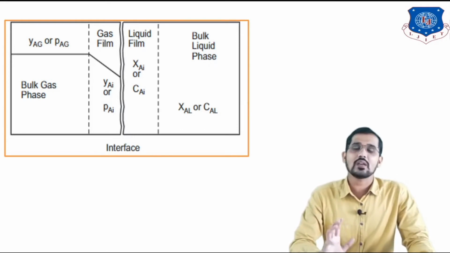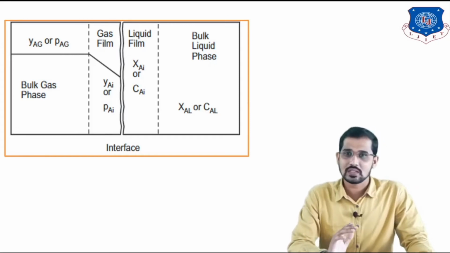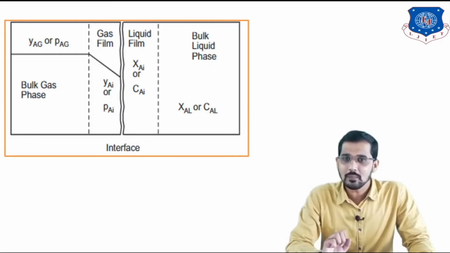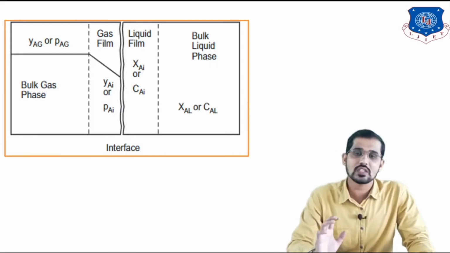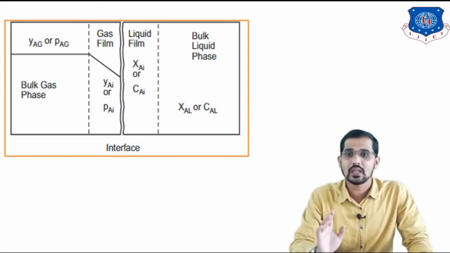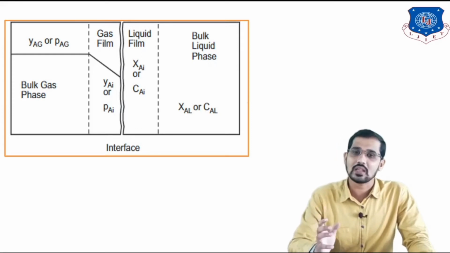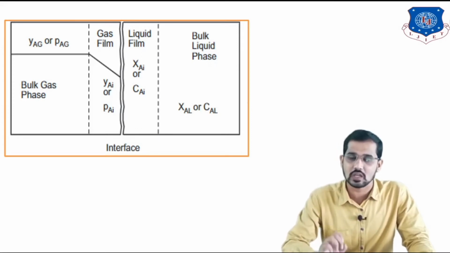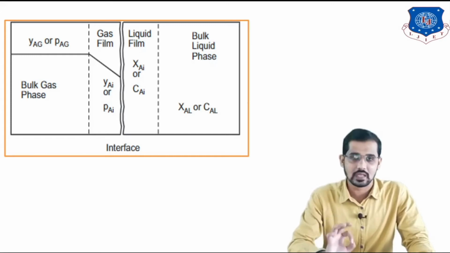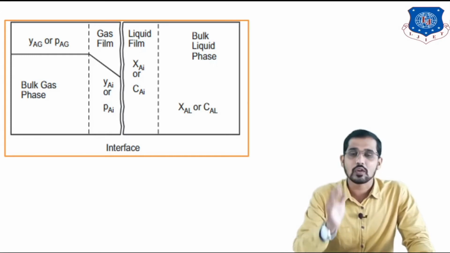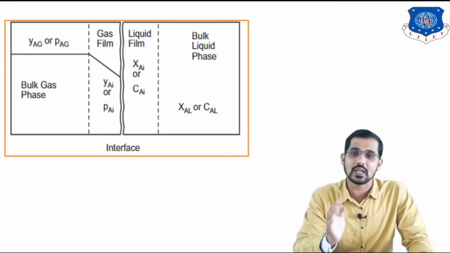Done. After that, the notations for the film phase. You can see there are two films across the interface. On the left hand side there is a gas film. For the gaseous film, the mole fraction of component A in the gas phase at the interface is represented by yAI, or it can also be represented by partial pressure, pAI. For the bulk part we write yAG or pAG. For the interface part or gas film part, I can write yAI or pAI.